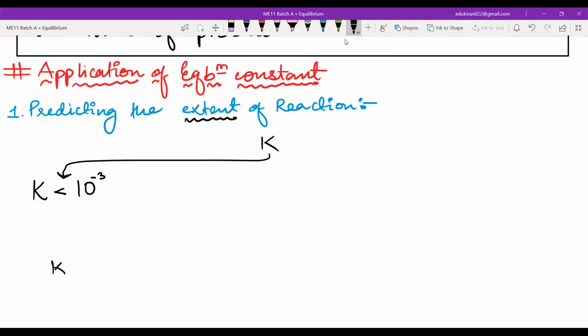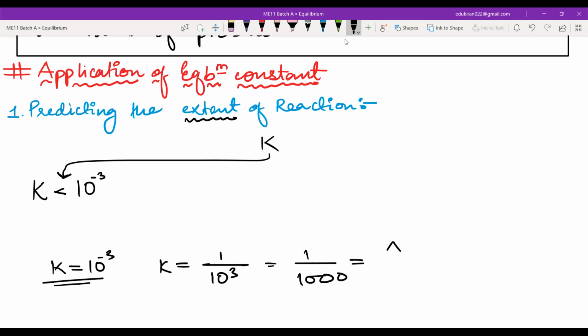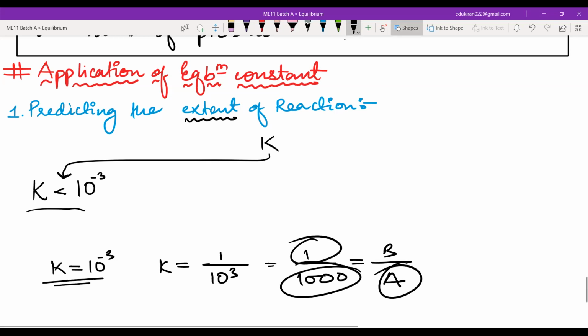That means, let us say K is equal to 10 to the power minus 3, then K is equal to 1 upon 10 to the power 3, that means 1 upon 1000. I will compare this with B upon A, since the reactant is A and the product is B. Don't write these parts, just write till here. B upon A: for 1000 moles of A, we have 1 mole of B. Yes or no? Tell me you understand this now.